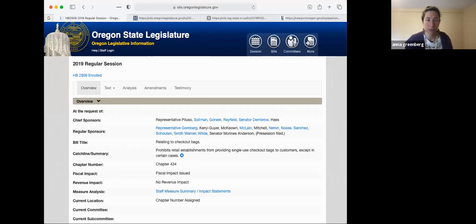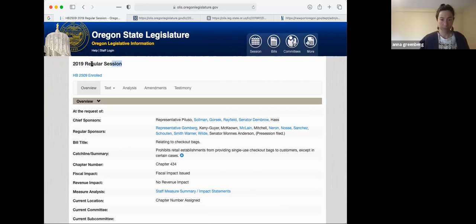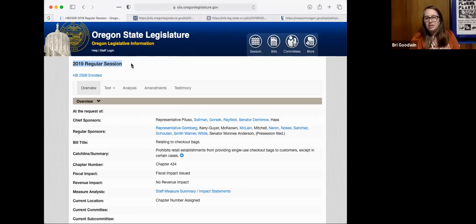There we go. All right, so picking up where Anna left off, I wanted to show you, we've looked at this website, the OLIS, the Oregon State Legislature website, a few times in previous trainings. But this is the page for the bag ban from the 2019 session. Remember, always make sure you check what session you're in, especially if you're using the main search function on the home page, because it can pull up things from older sessions. I wanted to use the bag ban since it's something that has already passed. There's a lot of content in the page for House Bill 2509 from the 2019 session.